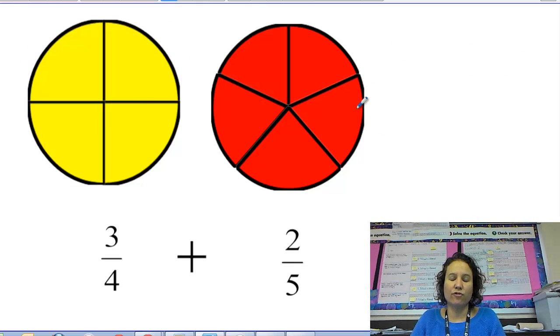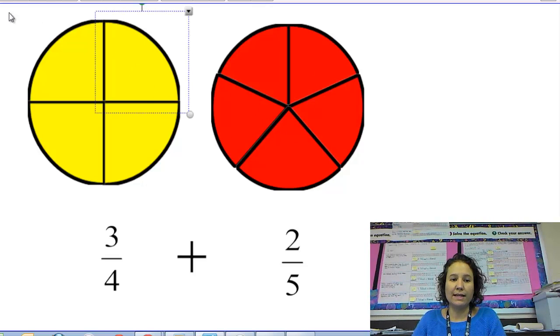So when we think about adding or subtracting fractions, we're thinking about how many of the same size pieces of something do I have. So let's pretend I have 2 pizzas that I've purchased. These are 2 different kinds of pizza, and this one is cut up into 4 pieces, which means it's cut up into fourths. And the red one over here is cut up into 5 pieces, which means it's cut up into fifths.